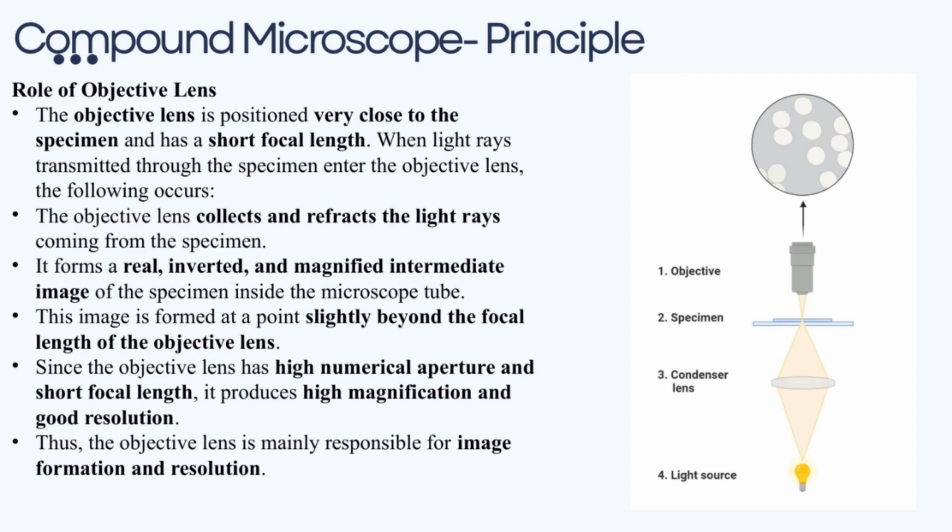What makes the objective lens so powerful is its high numerical aperture and short focal length. Together, these features enable it to produce high levels of magnification and excellent resolution. In essence, the objective lens is primarily responsible for creating the image we see and for the resolution, that is, how clear and detailed that image appears. This is fundamental to the overall function of the microscope, as it allows us to observe tiny details that are otherwise invisible to the naked eye.